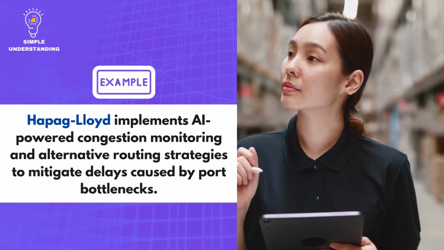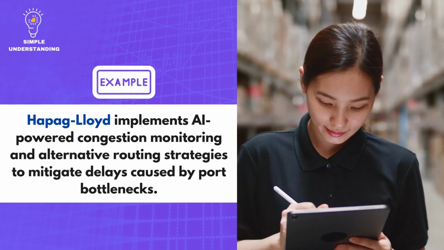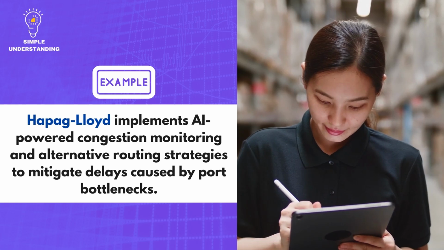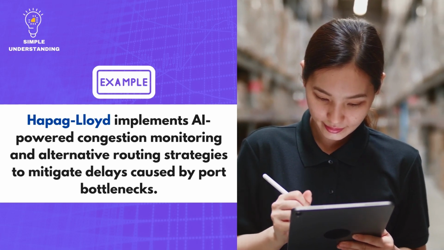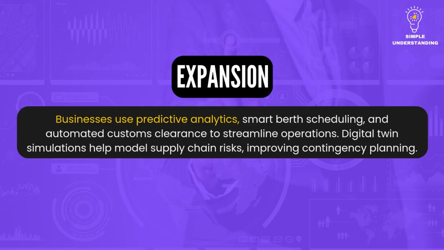Hapag-Lloyd implements AI-powered congestion monitoring and alternative routing strategies to mitigate delays caused by port bottlenecks. Expansion. Businesses use predictive analytics, smart berth scheduling, and automated customs clearance to streamline operations. Digital twin simulations help model supply chain risks, improving contingency planning.